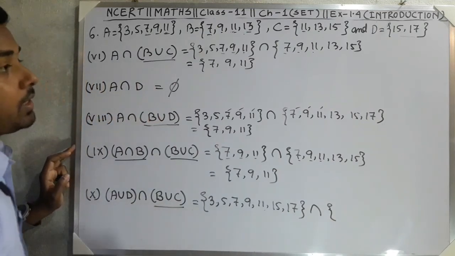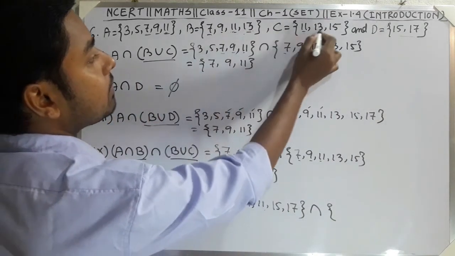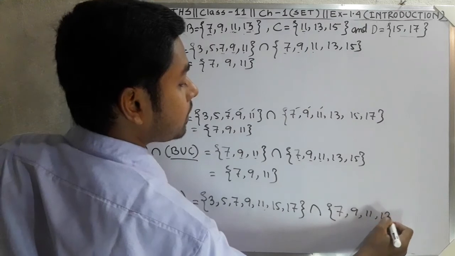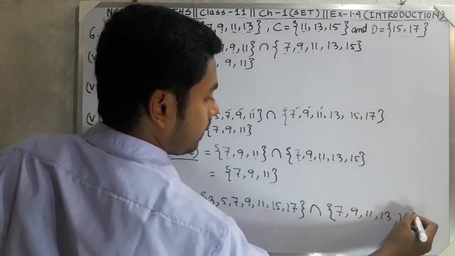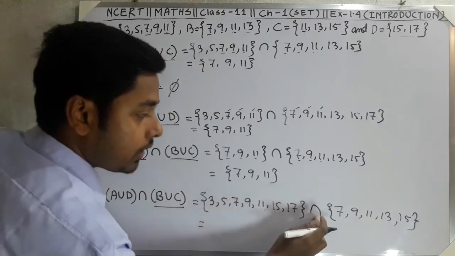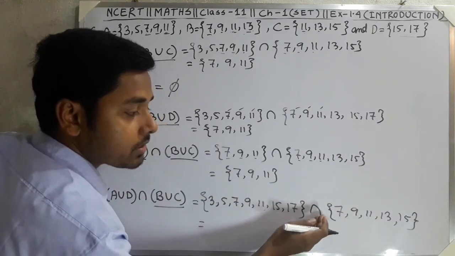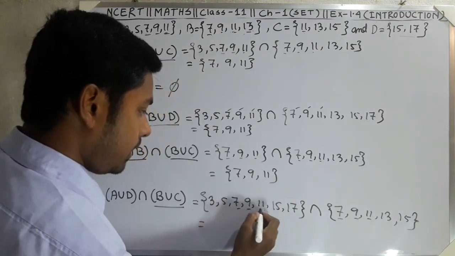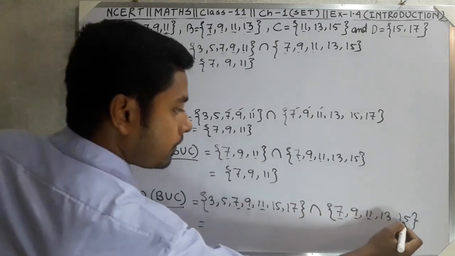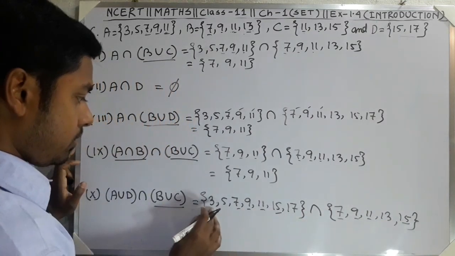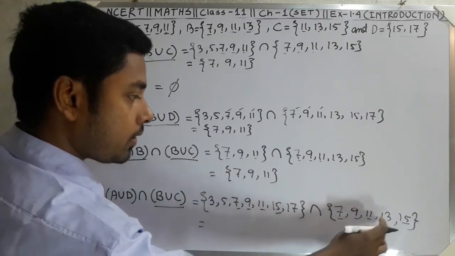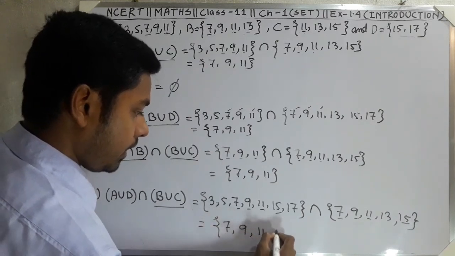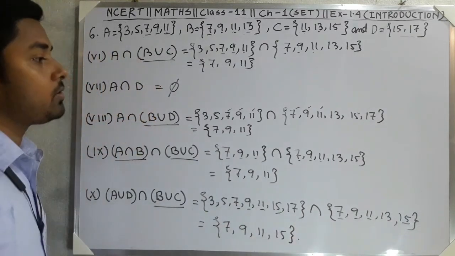Now B union C. 11, 13 common. So 7, 9, 11, 13, and 15. Okay. Now we have to find out intersection of these two sets. Intersection means common elements only. So what are the common elements? 7, 9, 11. Then 15 also. 3, 5, 17 are not common. Only these elements: 7, 9, 11 and 15. This is the answer. So pause the video to note it down.